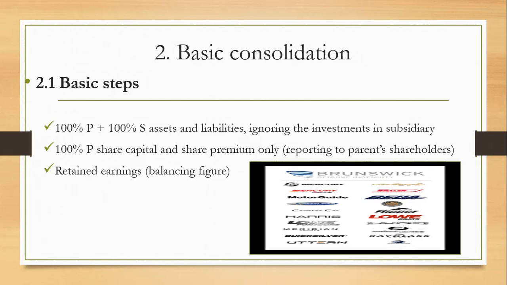Then your balancing figure will be found under retained earnings. If you have done the correct thing with your assets and liabilities at 100%, you have picked 100% of the parent company, retained earnings becomes the balancing figure. No matter how complex the questions are, if you have done the correct things in these other areas, you just use retained earnings as a balancing figure. But obviously you will learn the science behind the computations of retained earnings.